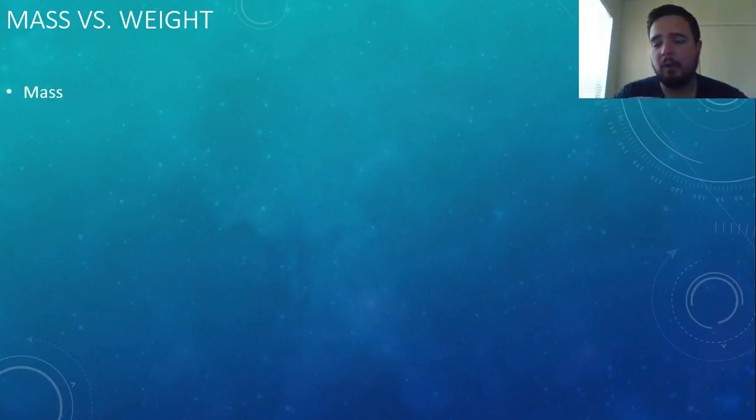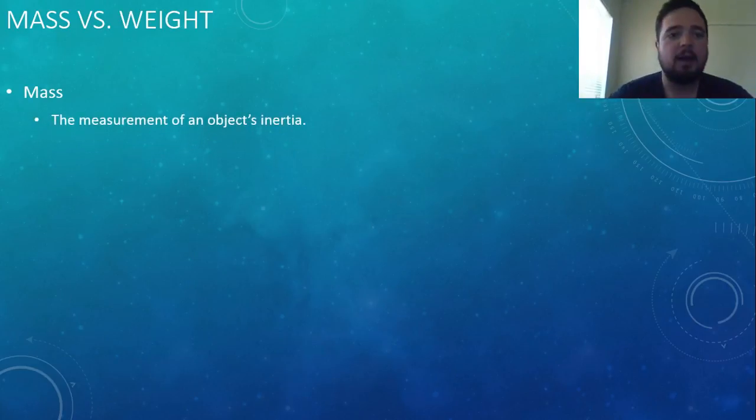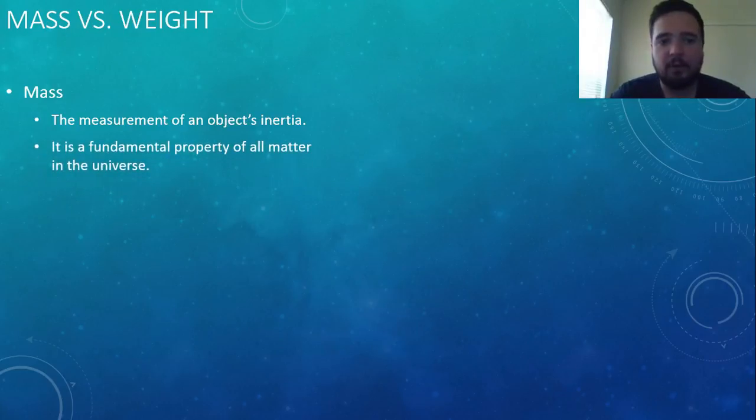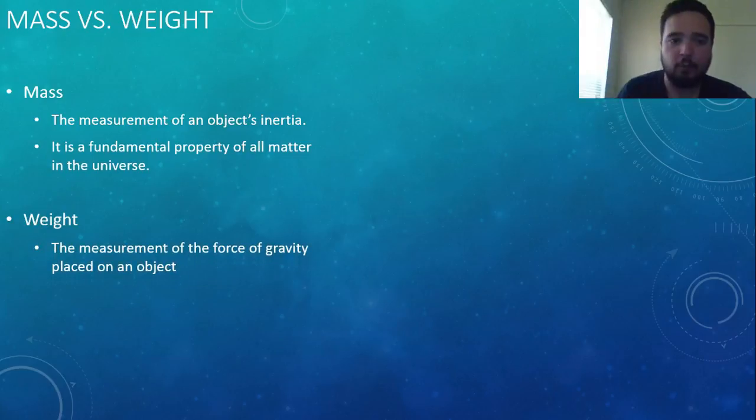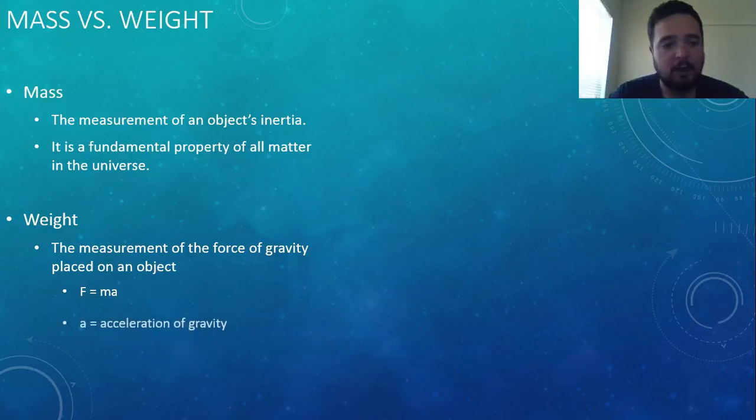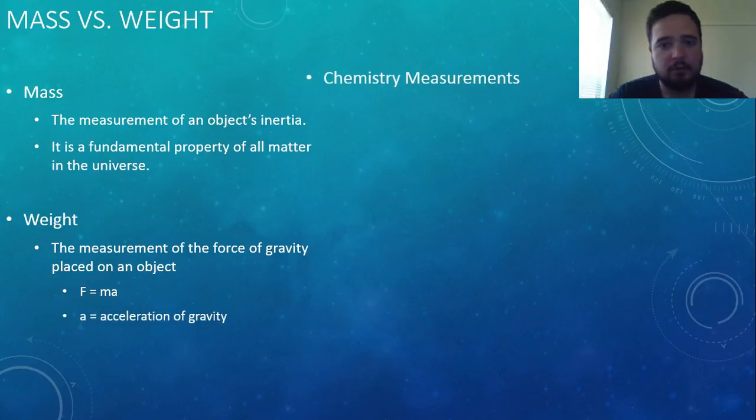So, going back to mass versus weight. I know we touched on this concept in the first unit, but we're going to go back over it a little bit. Mass is the measurement of an object's inertia, or the amount of matter that is in something. It is a fundamental property of all matter in the universe. Weight is the measurement of the force of gravity pulling on that mass, the magnitude of that force pulling an object down. That's related to Newton's second law, F equals ma, so the force of gravity is equivalent to the mass times the acceleration of gravity.